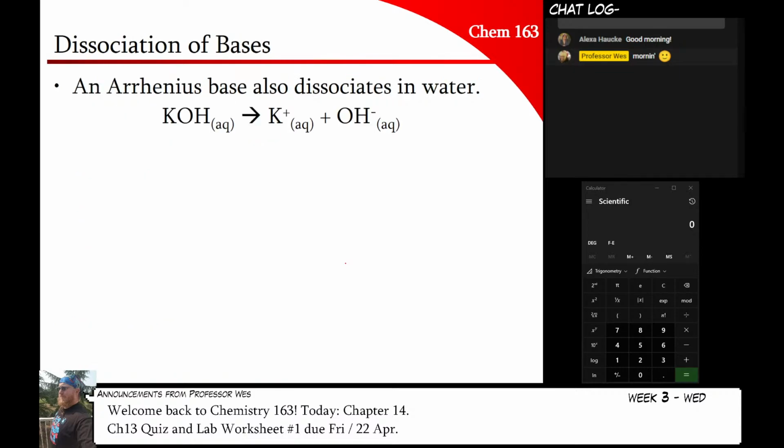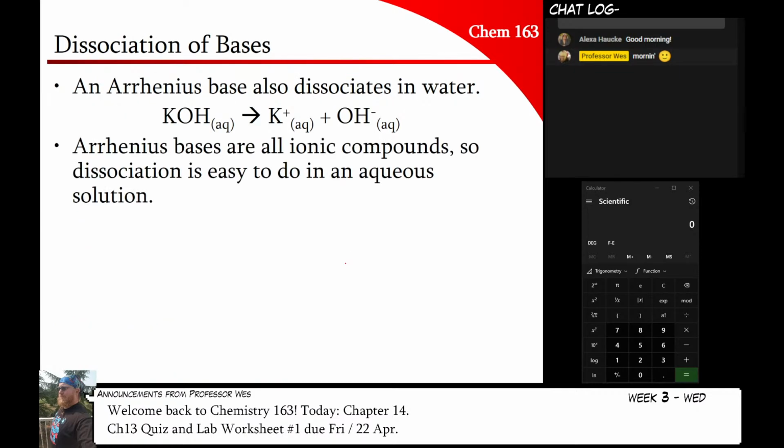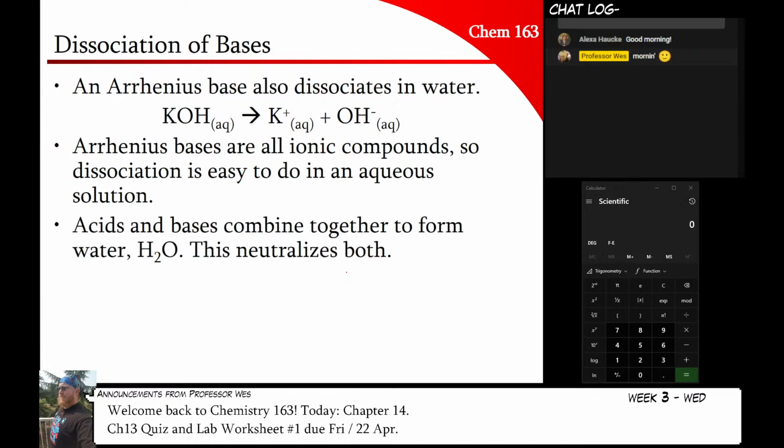All right. There's my base. This is a base dissociating in water. All Arrhenius bases are ionic compounds, so it's very easy to have these things dissociate if your solvent is water. Now, we don't always do acid-base chemistry in water. In organic chemistry, you're going to do acid-base chemistry in all sorts of different media, and so it's a lot less soluble. But those substances typically have different properties, and you're not necessarily going to be dropping sodium hydroxide in there, although you will for some reactions.